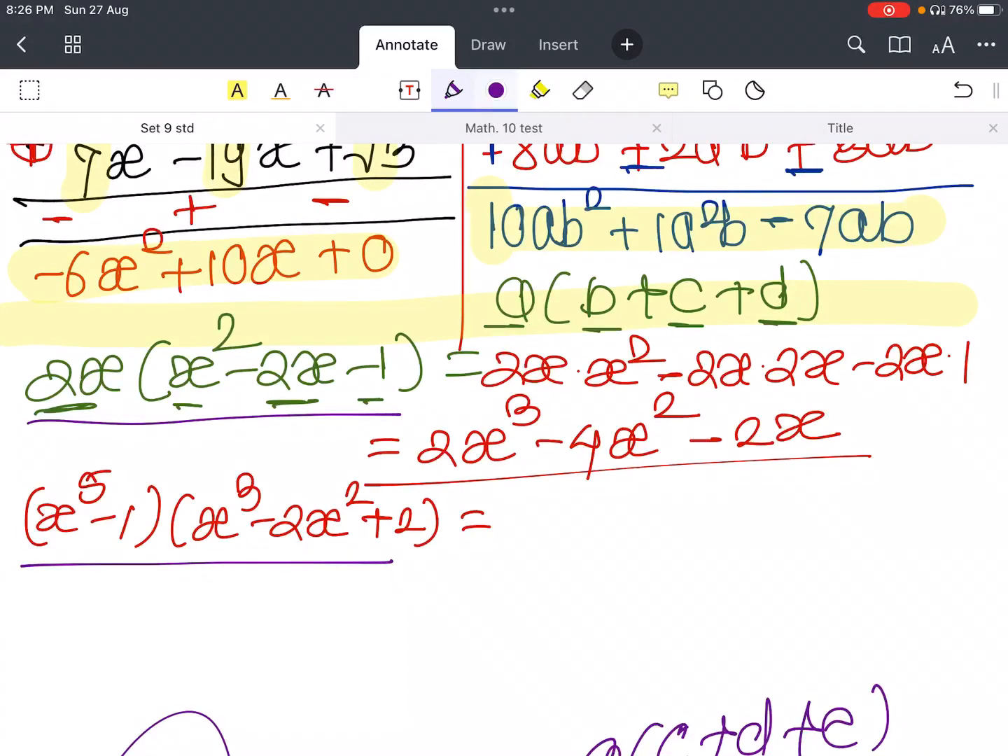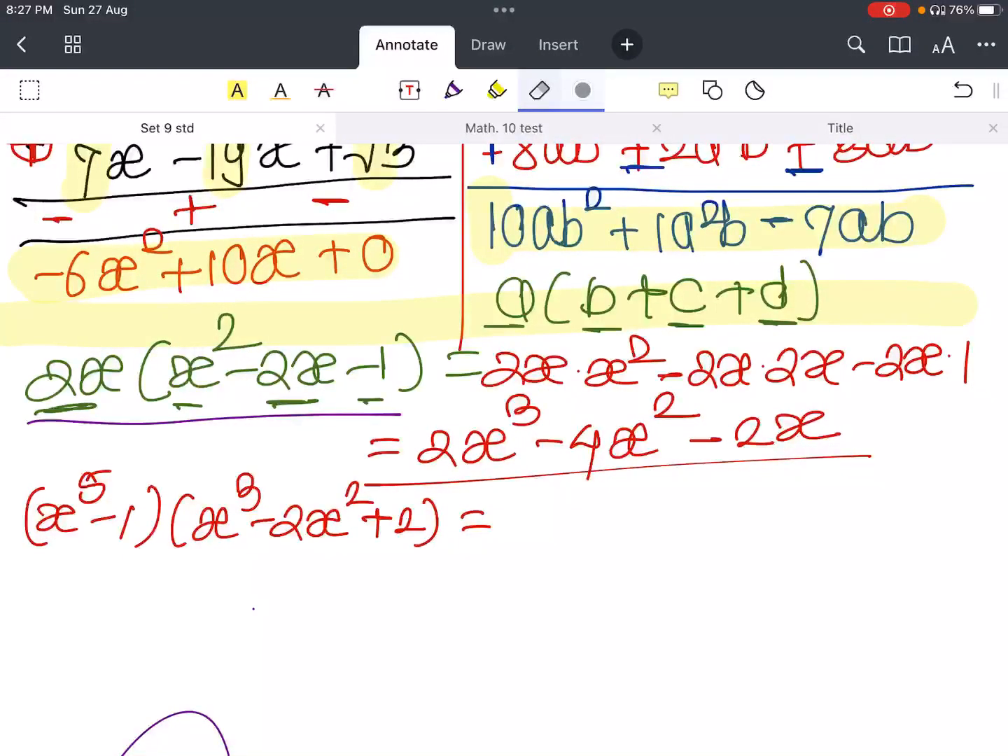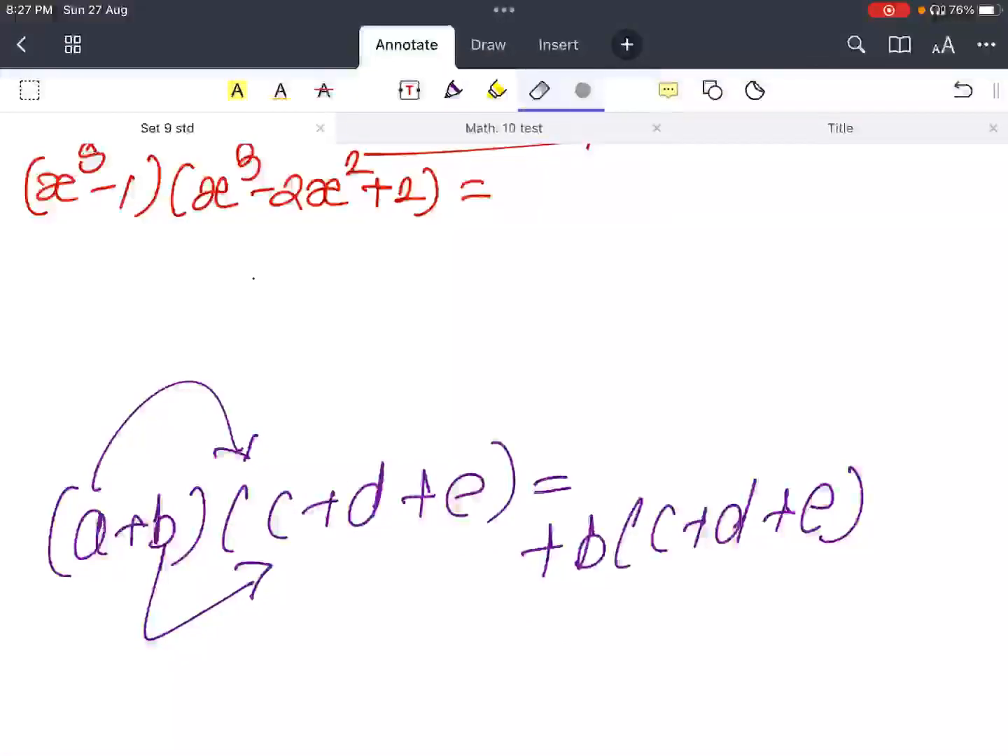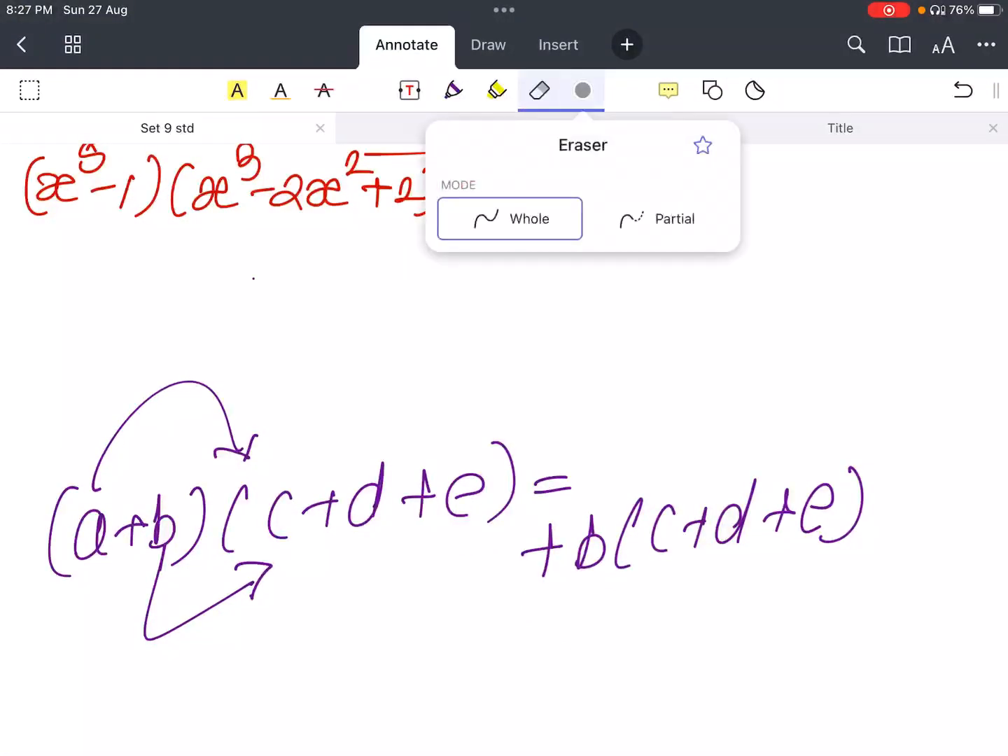So this is a simple example. In the earlier case, we just applied a into b, where a was a common multiplier. But here a and b both are terms, so we call it a multiplication of a binomial to a trinomial. These two terms are multiplied with these three terms. So let's solve this. This is a type of multiplication of a binomial to a trinomial.